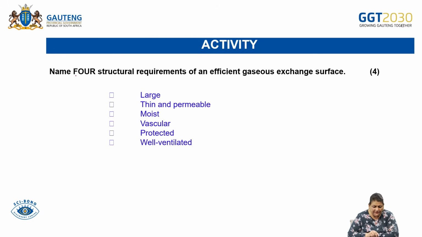So let's see. Name 4 structural requirements of an efficient gaseous exchange system. I'm giving you 5 or 6. From the 6, the most important 4 are: it must have a large surface area. The surface area must be thin and permeable. Children, don't forget, it's not just large. It must have a large surface area. It must be thin and permeable.